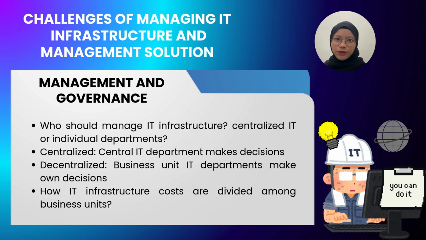Management and governance. One common issue in many companies is deciding who should manage the IT infrastructure. Should each department handle their own IT, or should everything be controlled from a central IT team? This is where IT governance comes in. IT governance helps define who makes decisions, how responsibilities are shared, and how IT supports business goals. Some key questions that companies must answer include: should departments make their own IT decisions or follow centralized control? How should the central IT team work with each business unit's IT team? And how will the cost of IT infrastructure be shared across departments? That's why every organization needs to decide what works best based on its size, structure, and strategy.